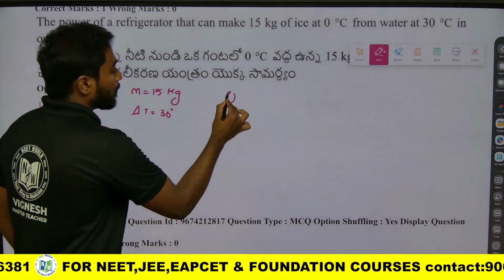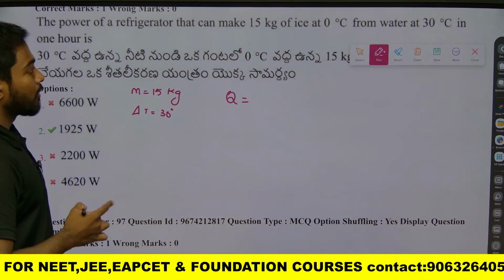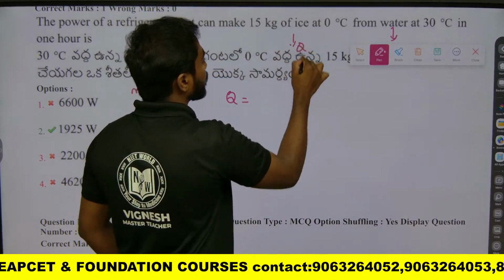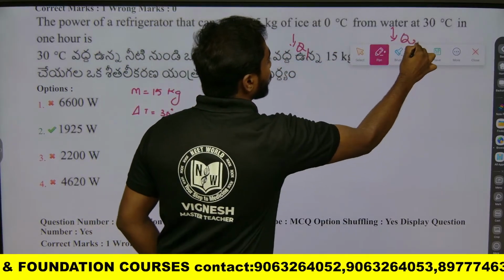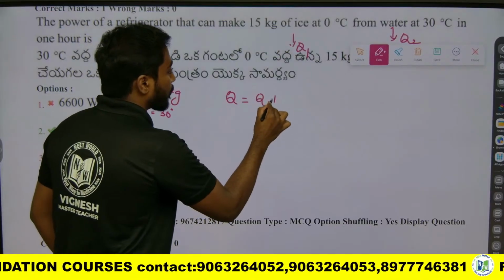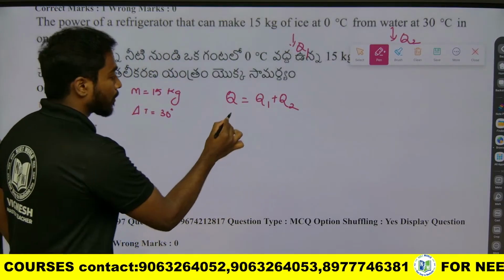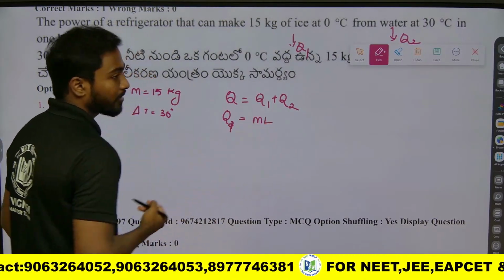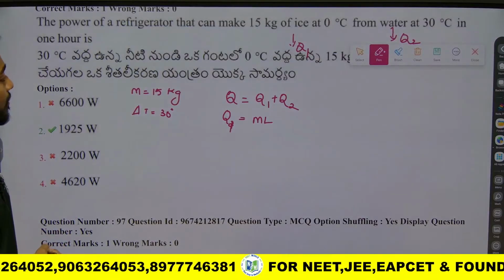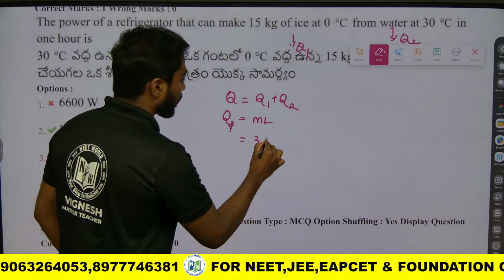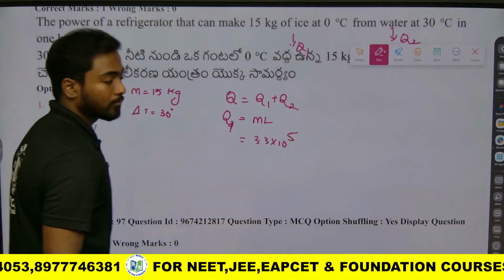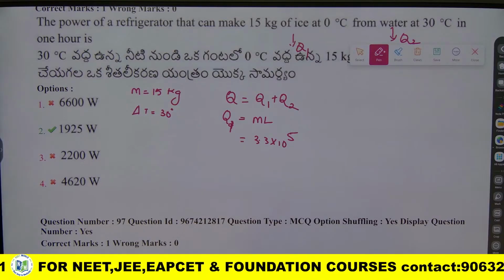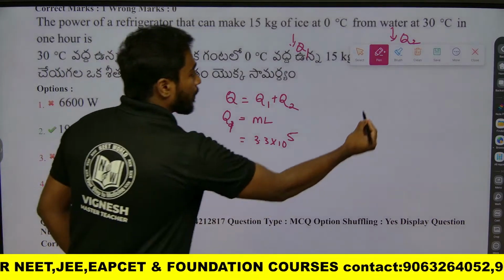So I need to find the Q, right? First, initially I need to find the Q for water and Q for ice also. Let me consider this is Q1 and this is Q2. So Q1 plus Q2. So what is Q1? For ice it is M into L. What is L? Latent heat, no? So latent heat of ice is nothing but 3.3 into 10 power 5, right? For water it is 4200. I'll write it here.